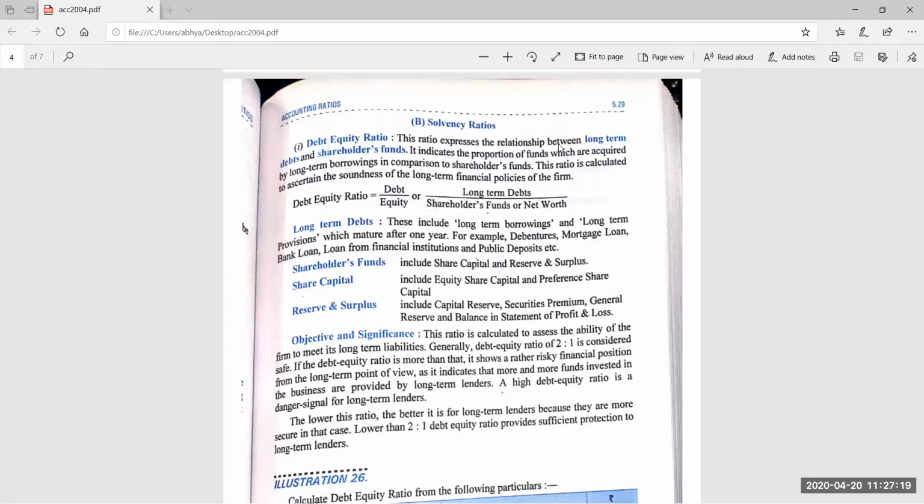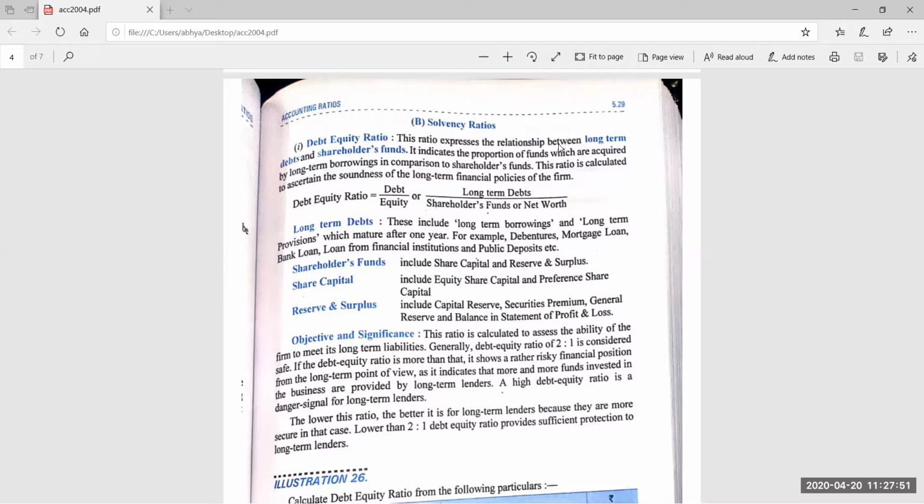So the ratio formula you can write: debt equity ratio is equal to debt upon equity. Debt I have already explained. Debt means only the non-current liabilities, not the current liability. Equity means shareholder funds. And please write down the formulas, otherwise there will be difficulty. Shareholder funds, we did 3 subheads in chapter 1. Share capital, reserve and surplus.